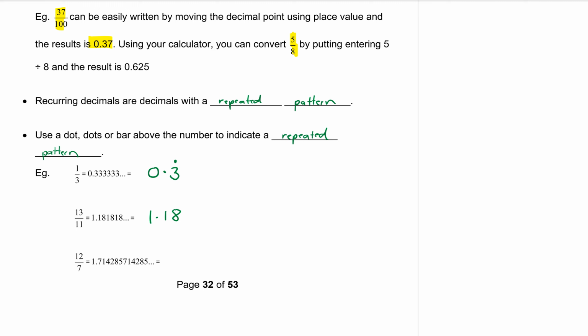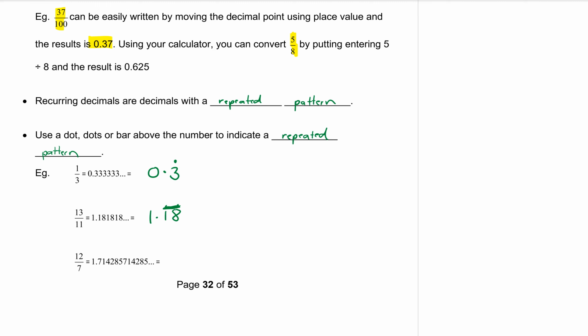Now you have a choice. You can either put dots above both of the numbers that are repeating, but normally when there's more than one number repeating, we choose the other option, which is to put a bar across all the numbers that are repeating. So that one had 2 numbers repeating, so the bar goes above the 2 numbers.